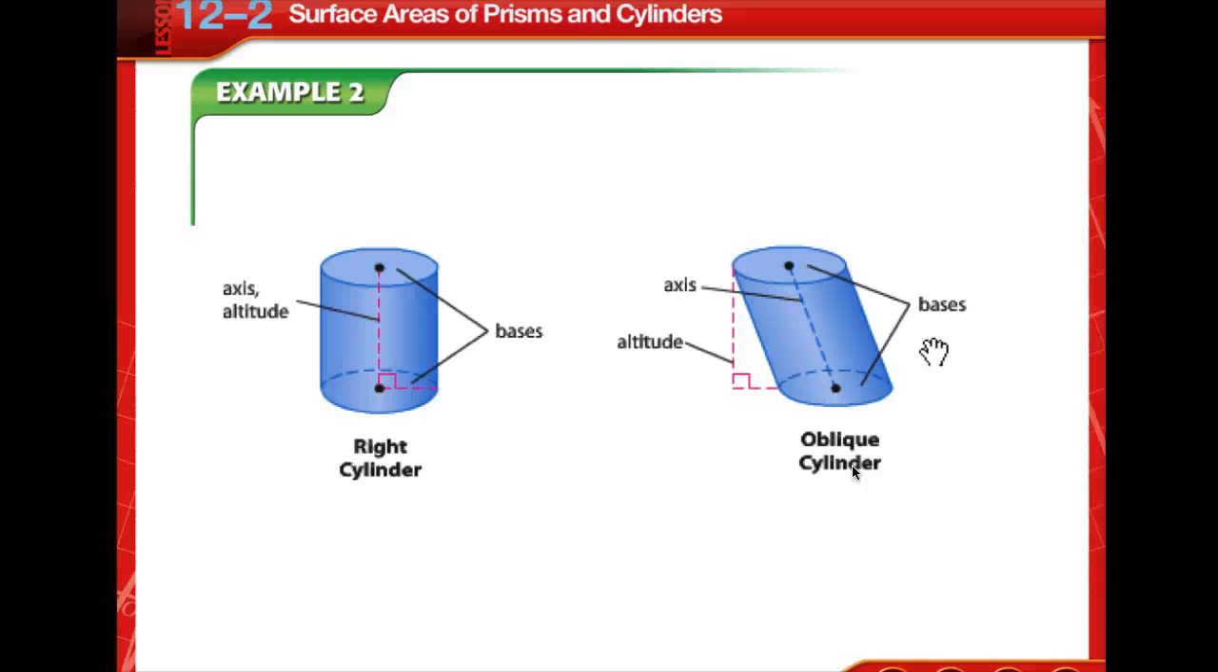The axis of a cylinder is the segment with endpoints that are centers of the circular bases. If the axis is also an altitude, then the cylinder is a right cylinder. If the axis is not an altitude, then the cylinder is an oblique cylinder.